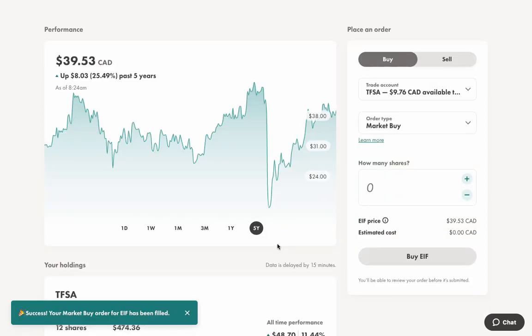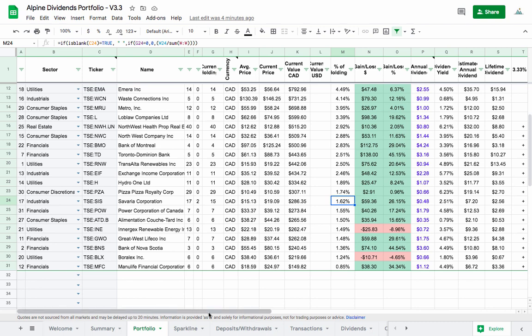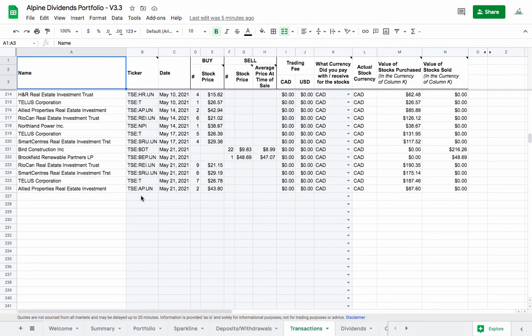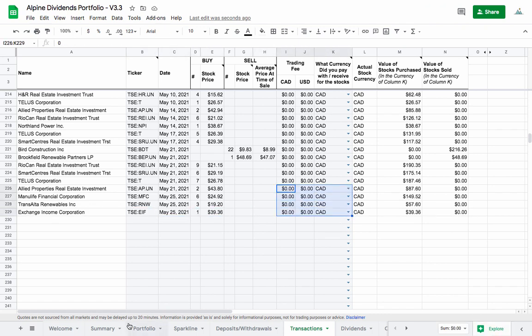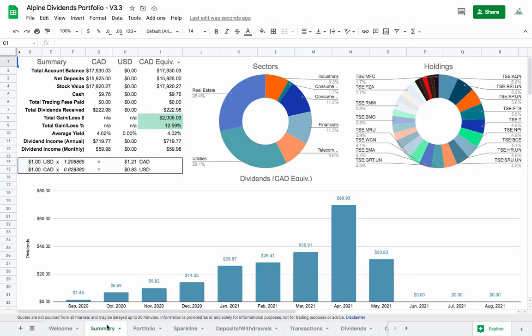All right. So let's jump back into the Google Sheet and go log these transactions. What I do here is I just check the notifications from Wealthsimple Trade to see what I actually paid using the market buy, because it differs a little bit from what it was displaying to you when you make it. But once that's all in, then I'll just jump back into the summary tab to see what has changed.